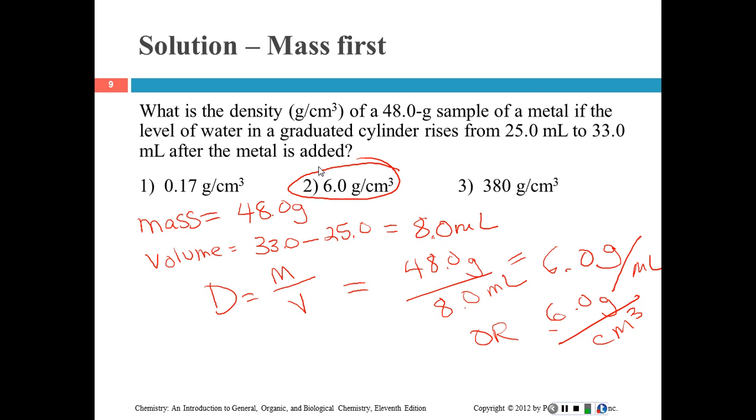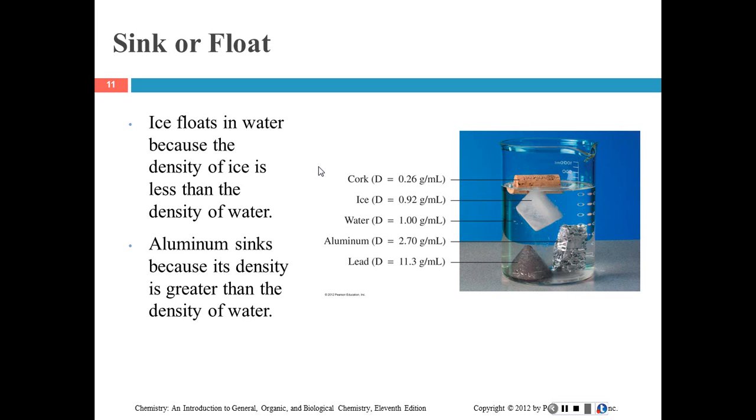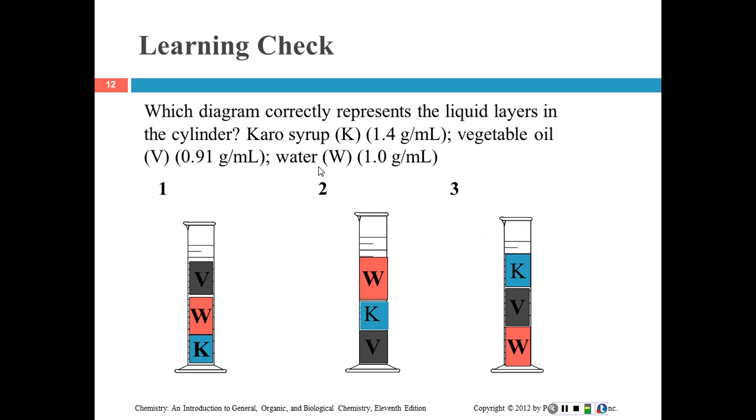So this is the kind of thing that you may do on the test, and then you would say which of those answers was correct. I told you ice floats because it's less dense than water, and aluminum sinks because it's greater density than water. So this is not like a calculation thing. This is where we do our critical thinking.